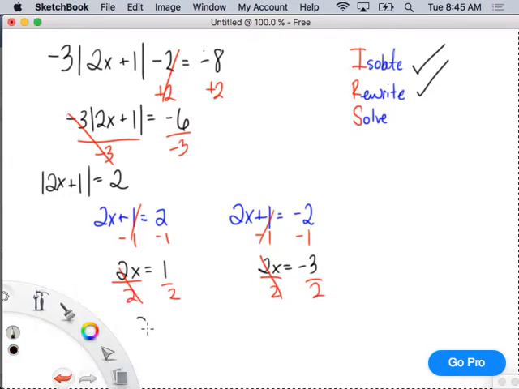And I get x equals 1/2 and x equals -3/2. Yes, sir. If we get a fraction like that, do we make it a mixed number? You can put it in whatever form you want. I would recommend that you either leave it as an improper fraction or put it as a decimal, unless you feel really comfortable changing that back into a mixed number.